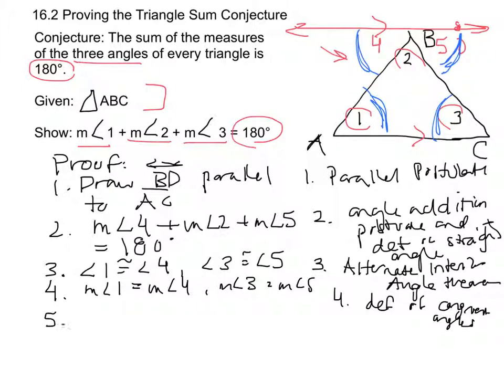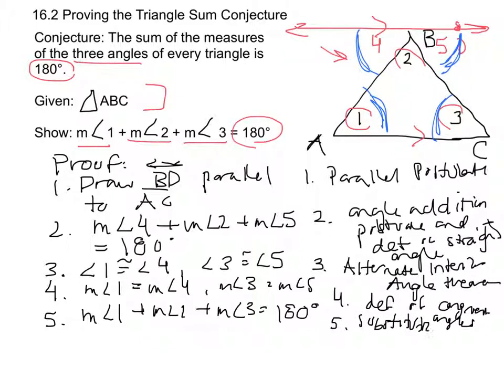And then our last step is going to be to say that the measure of angle 1 plus the measure of angle 2 plus the measure of angle 3 is equal to 180 degrees, and that is by the substitution property of equality. And so now we've proved what we were supposed to show here.